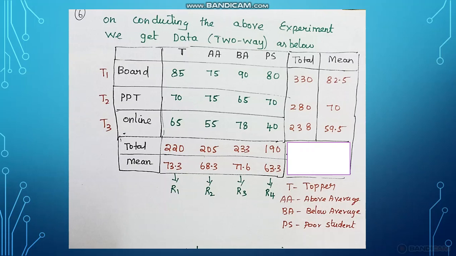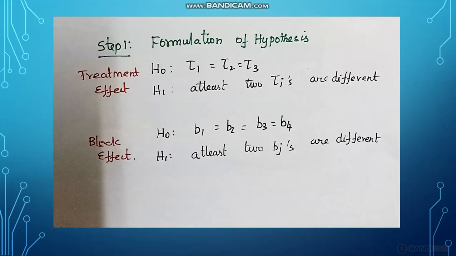So first you find the treatment total and treatment mean, next you find the replication total and replication mean, and at last you find the grand total. Step 1 is to formulate the hypothesis, that is, the treatment effect T1, T2, T3. The null hypothesis, and the alternate hypothesis is that at least 2 treatment effects are different. And then the hypothesis for block effect.